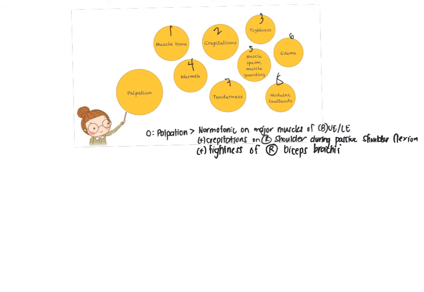Okay, so what else? Warmth. So for warmth, you may document it as, is it normothermic, that's normal temperature, is it hyperthermic, high yung temperature, or hypothermic. So let's say normothermic, on, let's say, anterior aspect of right shoulder.